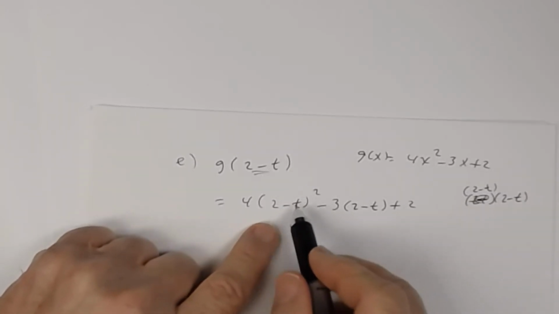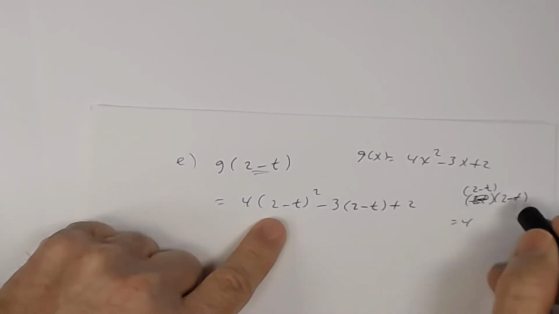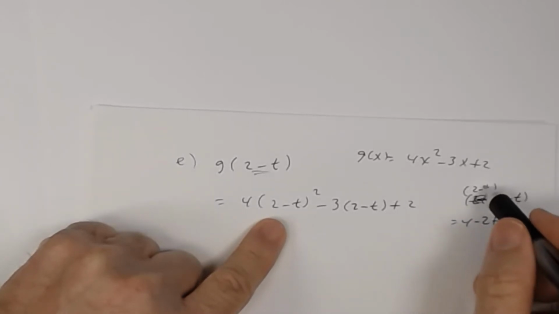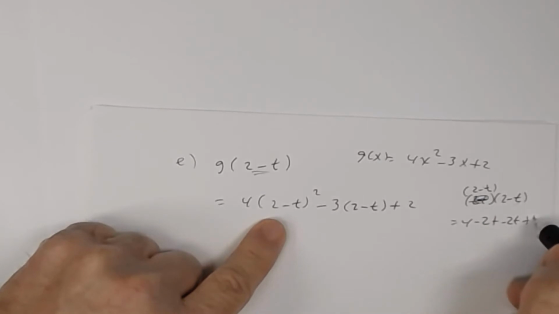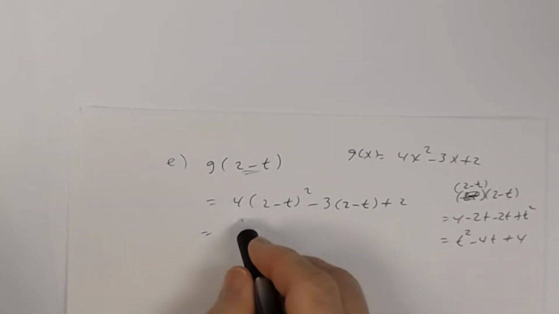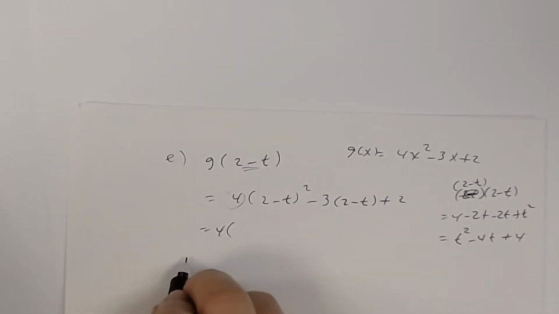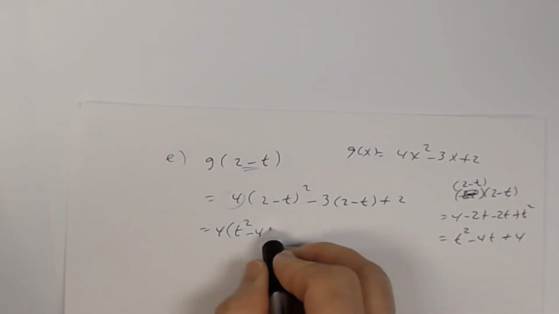Okay, because remember you're squaring this 2 minus t, so you got to FOIL it out. So 2 times 2 is 4. The outer is a negative 2t. The inner is also a negative 2t. And a negative t times a negative t is a positive t squared. Putting this in descending order, I get t squared minus 4t, because a negative 2t and a negative 2t is a negative 4t, and then plus 4. That goes here. But remember, you're multiplying all of this by 4. So put that in parentheses, t squared minus 4t plus 4.